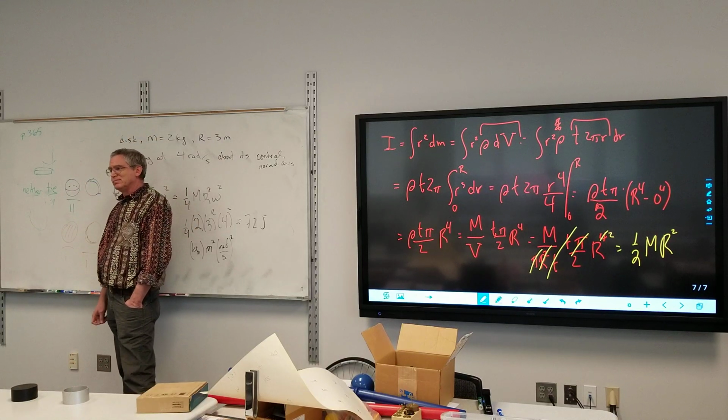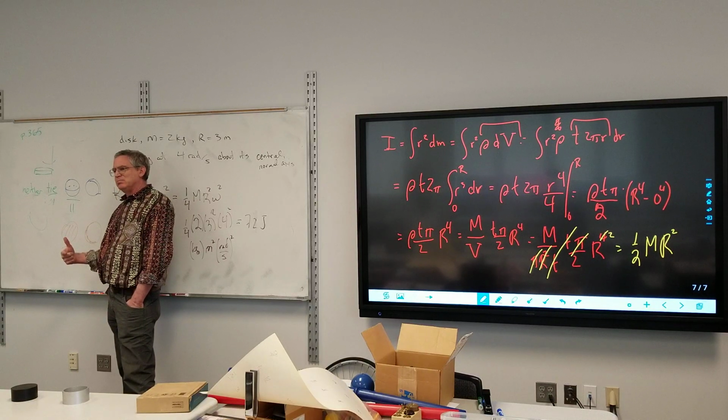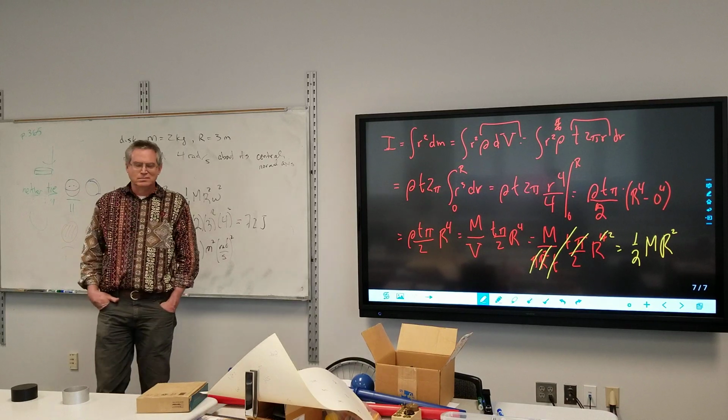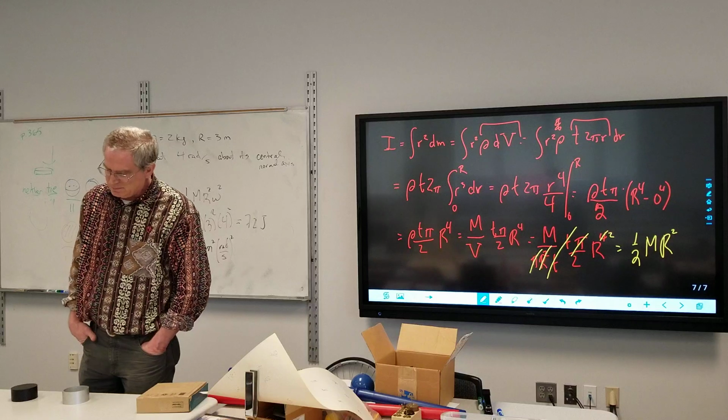Congratulations. Why? Because there's more mass on the outside, which means it takes more force to accelerate it, or it has more inertia. It doesn't want to spin as much as the other one, or it wants to stay where it is more than the solid one does, because there's more mass on the outside.